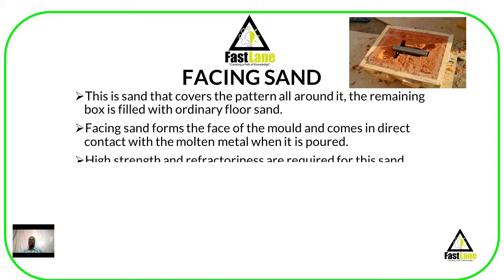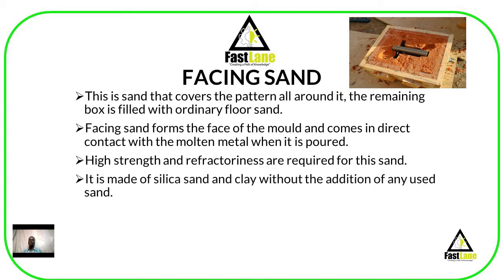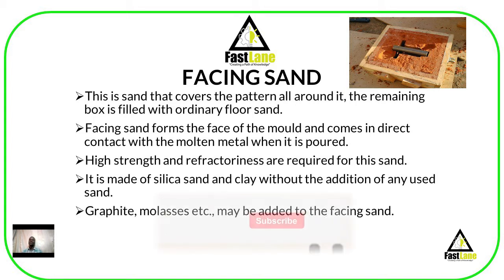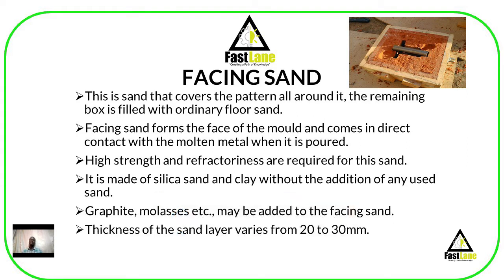We need to know that our facing sand should have high strength and it should have a property of refractoriness. What do we mean by refractoriness? I'll say that it is the ability to withstand high temperatures. We need to know also that our facing sand is made of silica sand and clay without addition of any used sand. So this is simply a mixture of silica sand and clay. Someone can put what we call graphite, and molasses can also be incorporated in our facing sand, and we have to make sure that our facing sand has a layer which varies from around 20 to 30 millimeters.